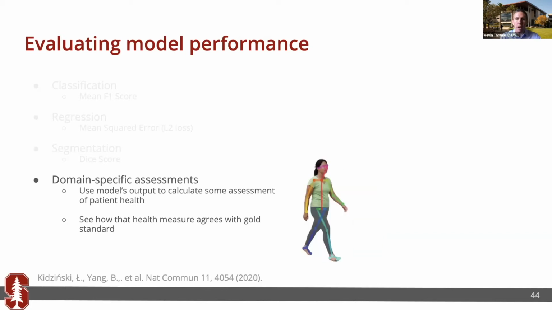I'll also give you a biomechanics example here. Researchers in my group used a neural network to do markerless motion capture. And then they used this markerless motion capture data to estimate the severity of cerebral palsy in children, and found that they could do it quite well relative to the gold standard of using motion capture and calculating disease severity from that.